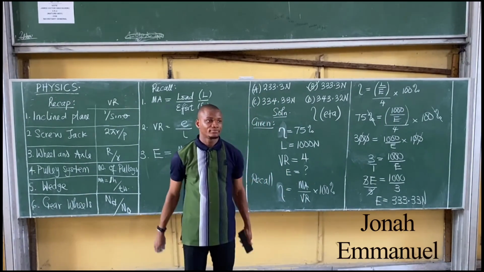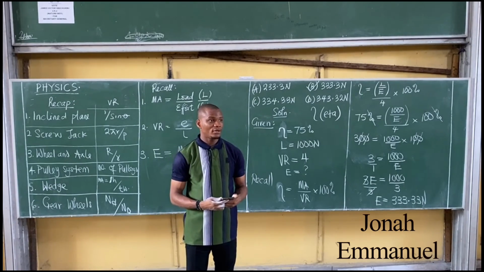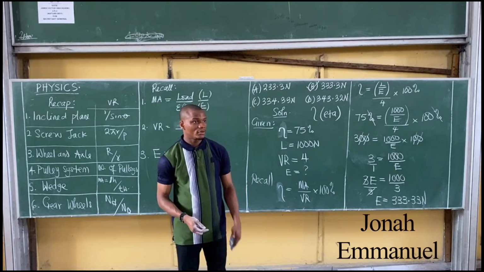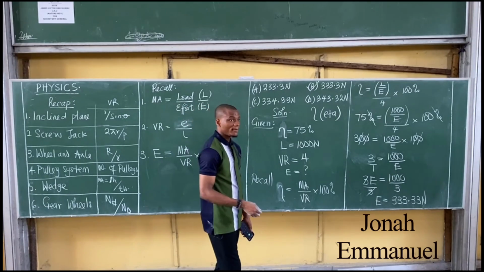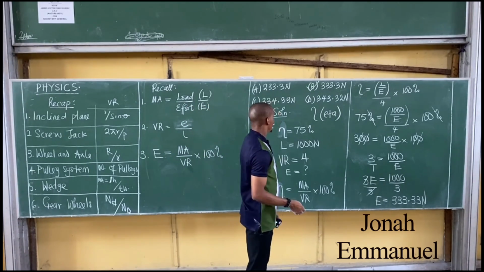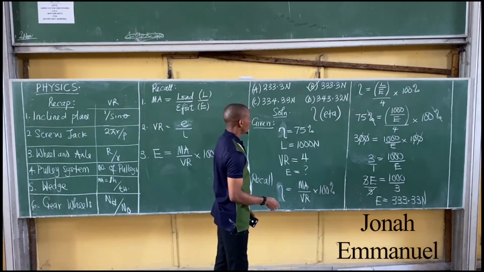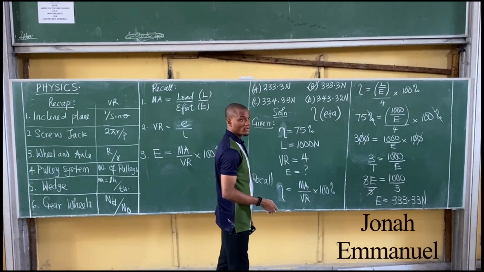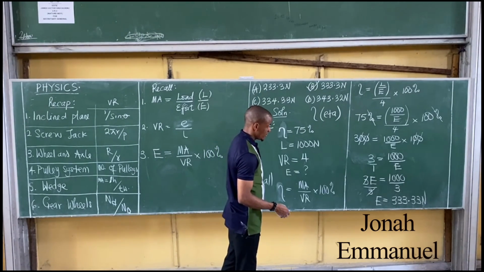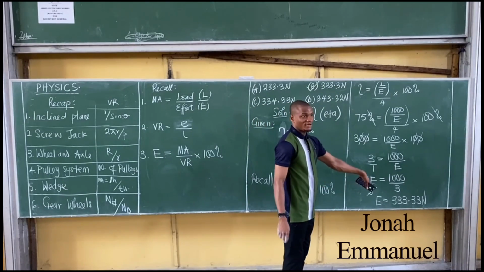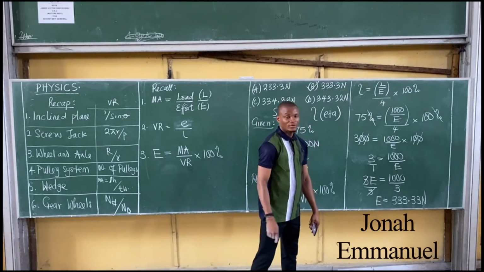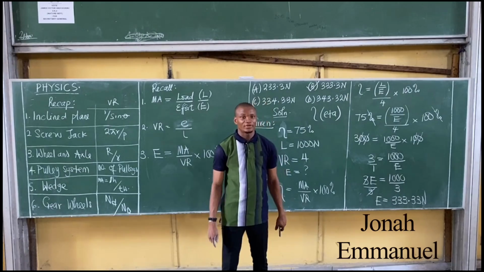Any questions? Yeah, it's option B. I have two 3s here and one 3 here, the same thing. It's just approximation, the same thing.